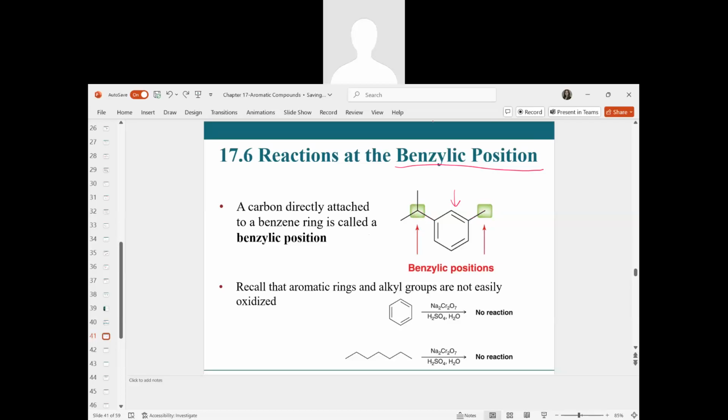So if we looked at aromatic rings down below, we recall that both aromatic rings and alkyl groups are not easily oxidized. So we have our sodium chromate and the reagents used to prepare chromic acid here that can oxidize other species, other types of compounds, but we could not perform this type of reaction with benzene or any aromatic rings or alkyl groups in general.